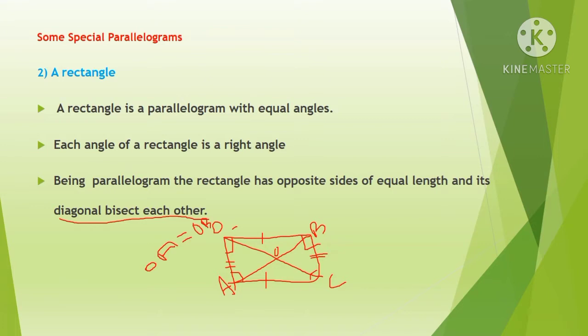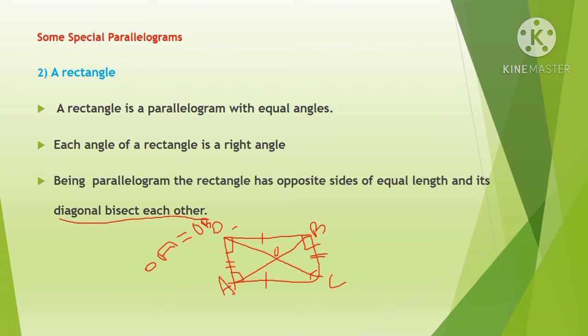Now what is the meaning of perpendicular bisector? Perpendicular bisector means the diagonals bisect each other and the angles formed here will be 90 degrees. So the angles around here will be equal to 90 degrees. Perpendicular bisector means the angle formed there will be 90 degrees.